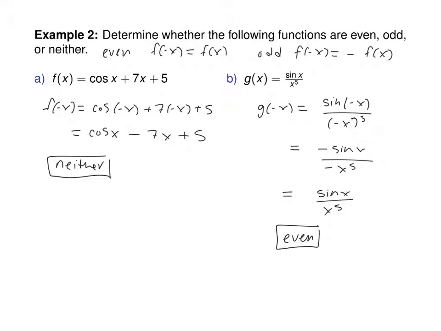What if that denominator would have been x squared? What would have happened then? It would have been odd, because if the denominator was x squared, that would have made this a positive x squared, right? And only one negative sign would have been the whole thing just being a negative expression.